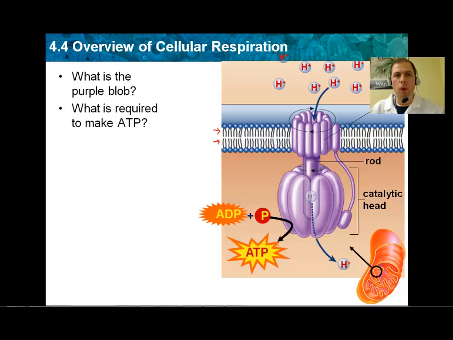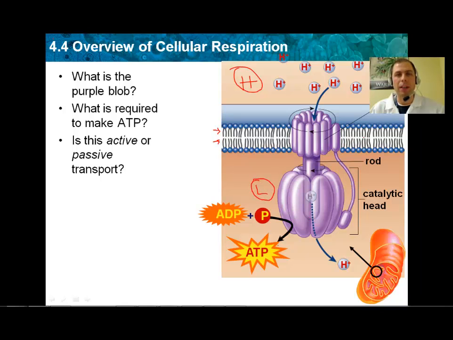According to this diagram, what is required to make ATP? Very good. At the bottom, ATP can only be made if we have its components ADP, or diphosphate, and a third phosphate, an inorganic phosphate, that we can combine to make ATP. Is this active or passive transport? Take a moment. And very good. You've determined passive transport because we're going from high concentration in the environment here to low concentration in the environment here. Passive transport.